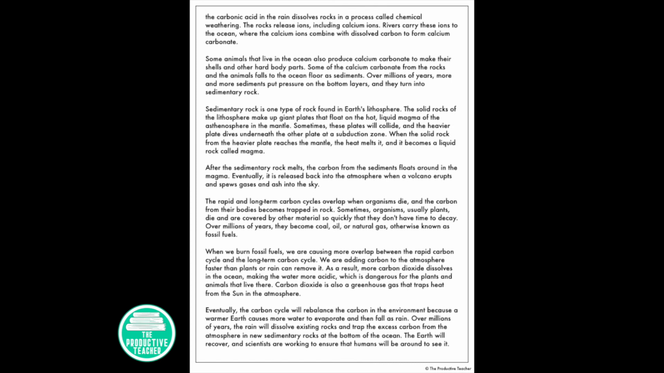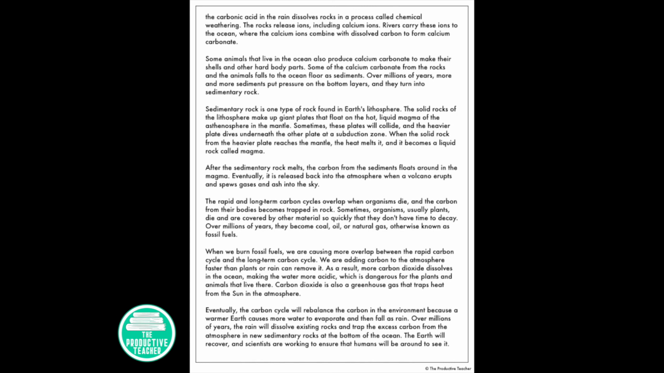We are adding carbon to the atmosphere faster than the plants or rain can remove it. As a result, more carbon dioxide dissolves in the ocean, making the water more acidic, which is dangerous for the plants and animals that live there. Carbon dioxide is also a greenhouse gas that traps heat from the sun in the atmosphere.